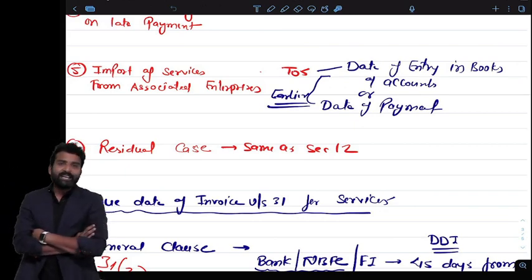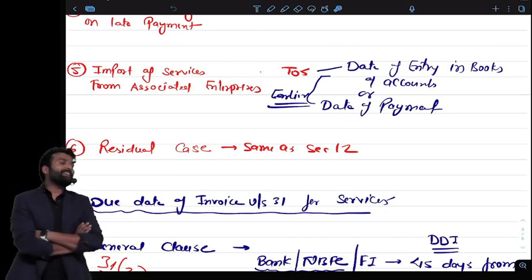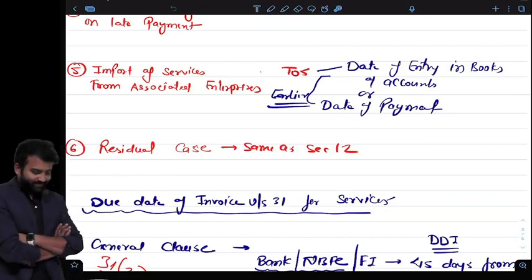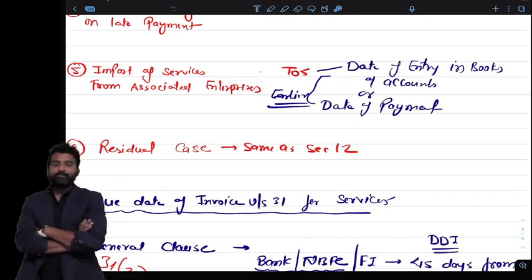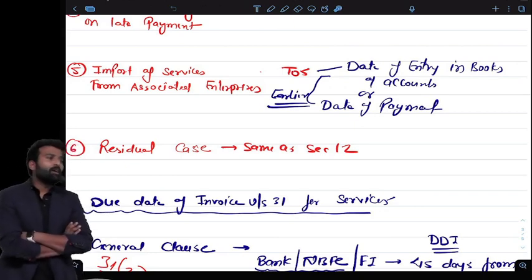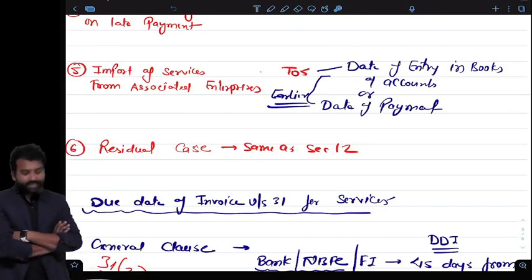or date of payment, whichever is earlier. But for banks, rather than going for 30 days, we have to go for banking and NBFC. What is the due date of invoice? 30 or 45? 45. For a normal service provider, it will be 30. For banks and NBFCs, it will be 45 days. Nice. So this is about section number 13.